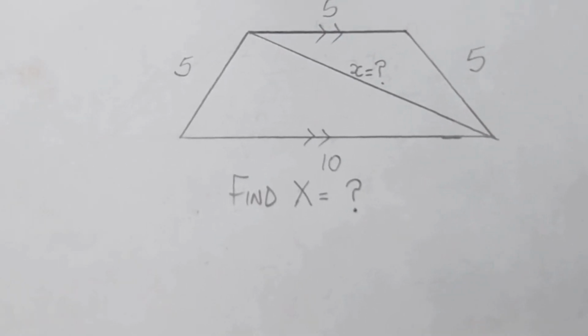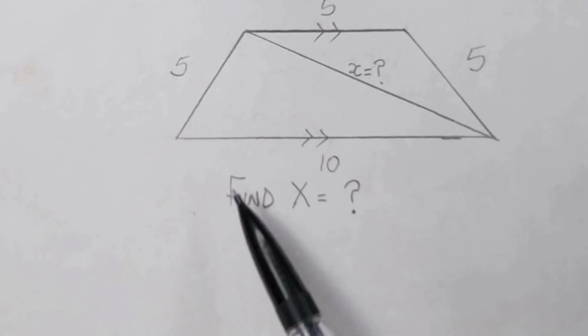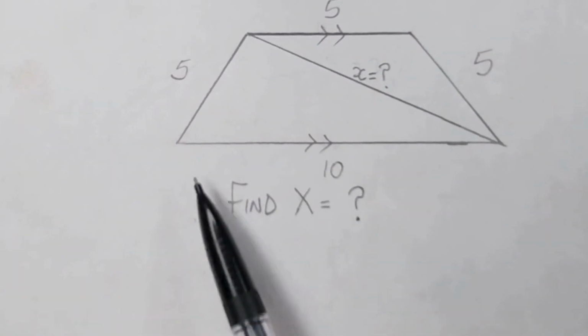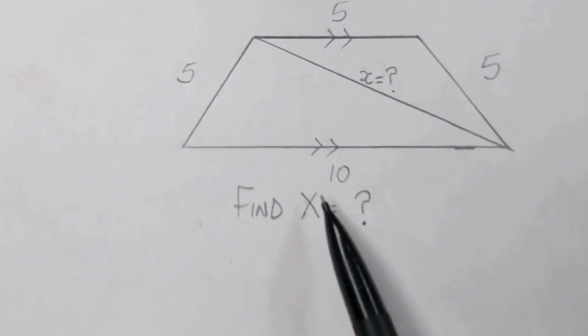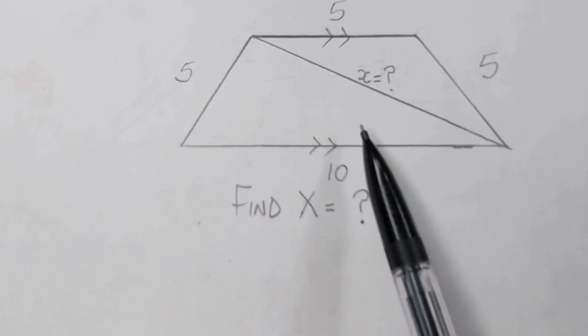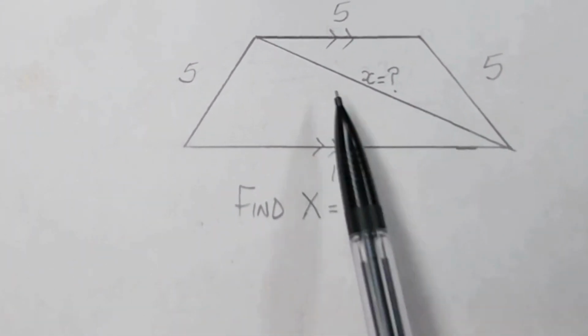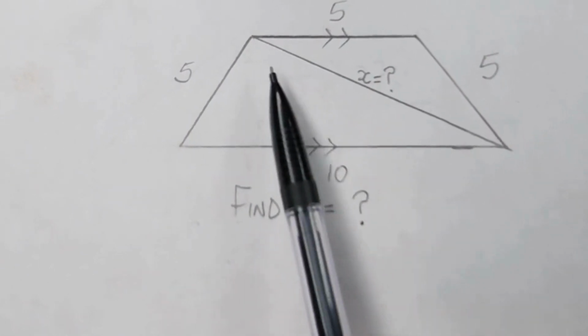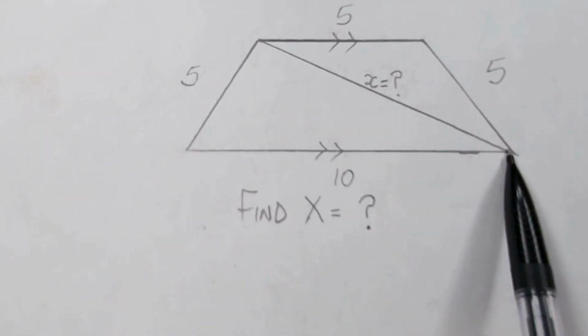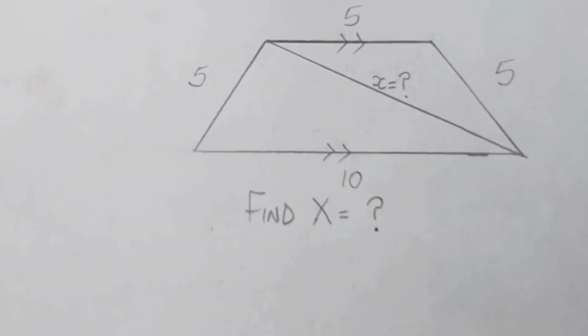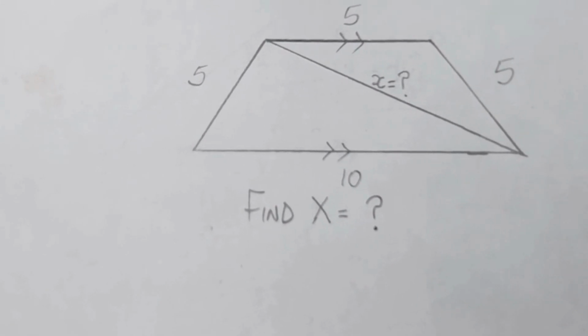Solve this question and let me know what you get, or you can follow along as I solve. All right, so we have a question here. We have an isosceles trapezoid, and we are asked to find the value of x, which is this diagonal line. Okay, so how do we go about this? Let's start.